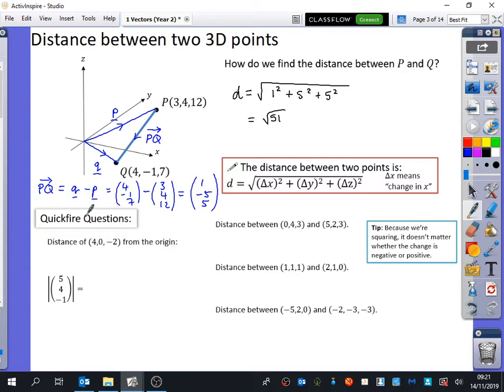So why does 7 minus 12 become 5? Thank you, 7 minus 12 should have been minus 5. Again, when we do the Pythagoras, we would just do 1 squared, 5 squared, 5 squared. It's easy to make mistakes with these kinds of things. So we've got 5 different questions here that I want you to have a quick go at. They should take you no time at all.